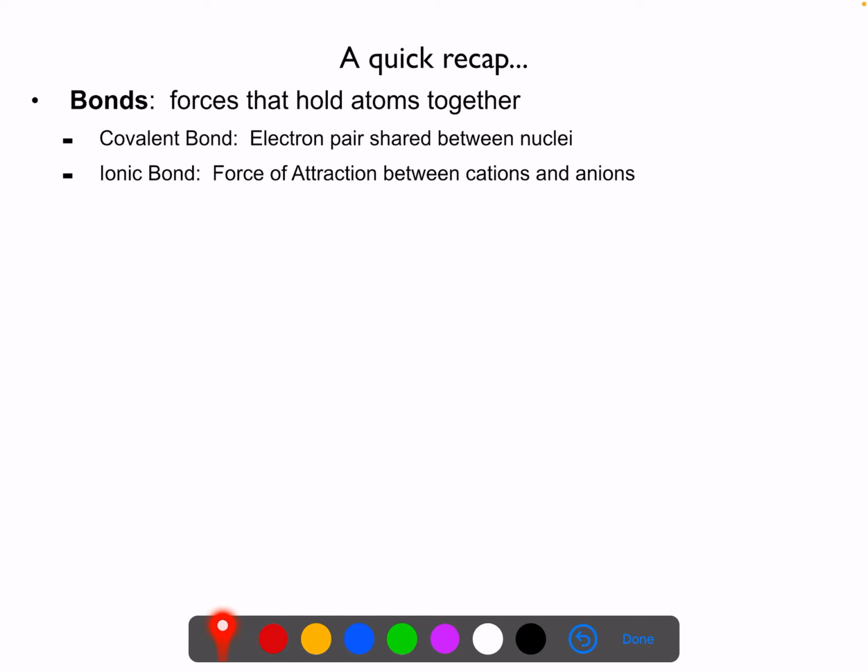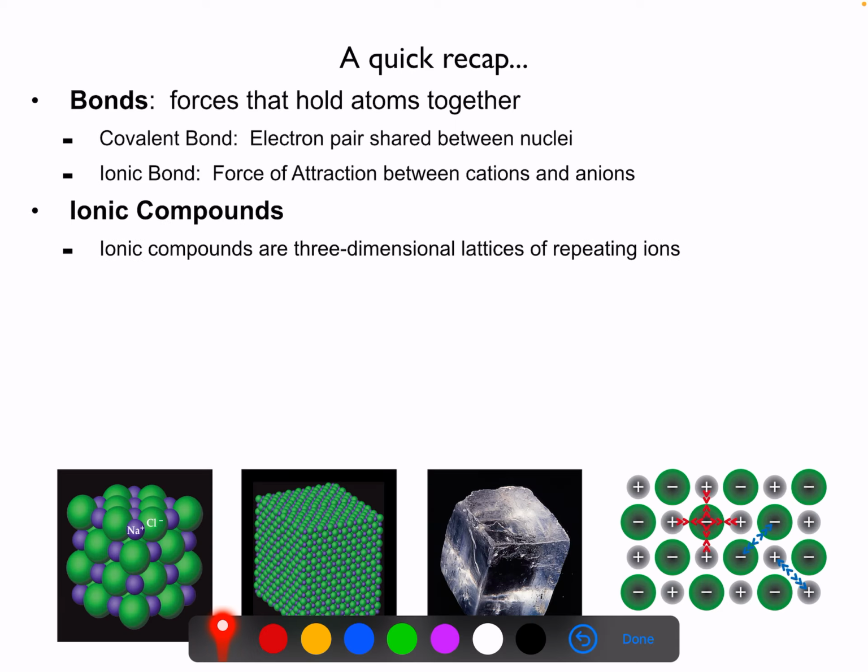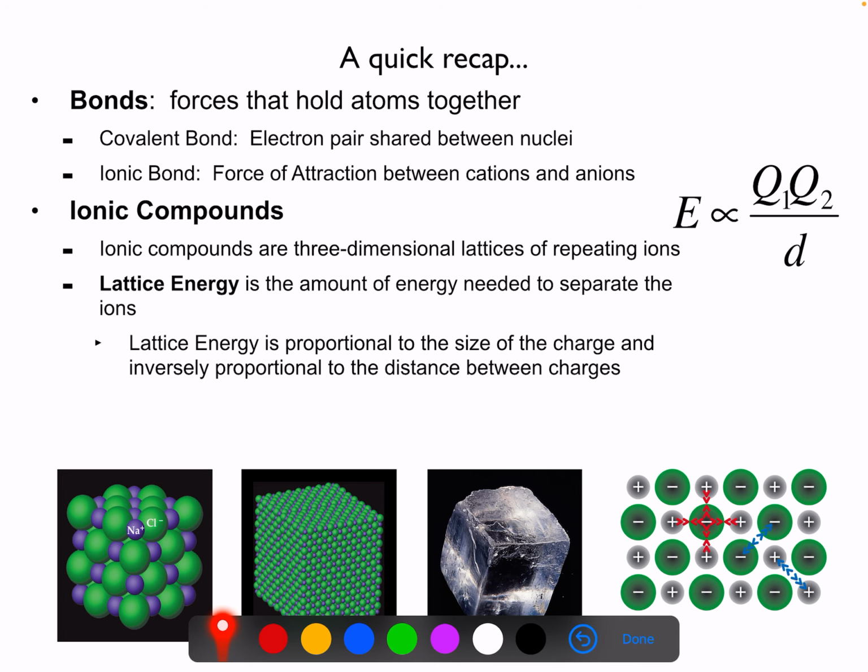To sort of recap everything, we said bonds are forces that hold atoms together. Covalent bonds are electron pairs shared. Ionic bonds are force of attractions. We said ionic compounds are really three-dimensional lattices of repeating ions. And we said lattice energy is the amount of energy needed to separate the ions, and the amount of lattice energy is proportional to the size of the charges and inversely proportional to the distance between the charges.